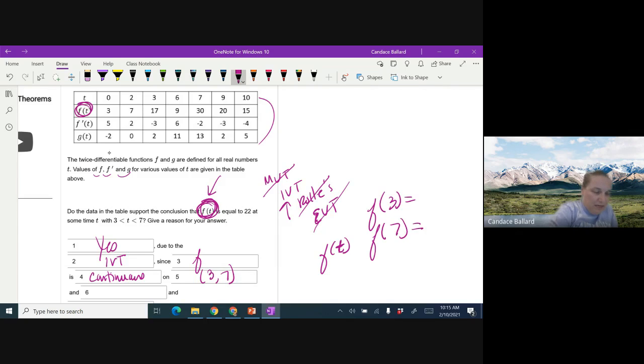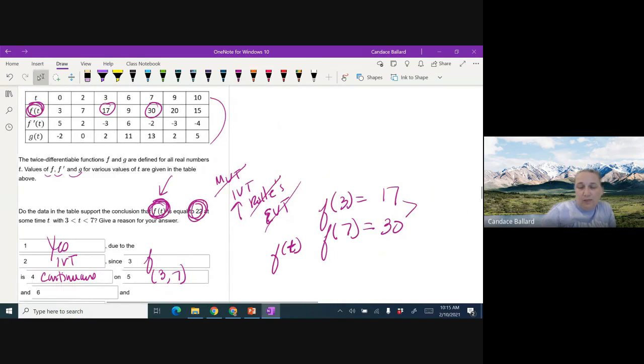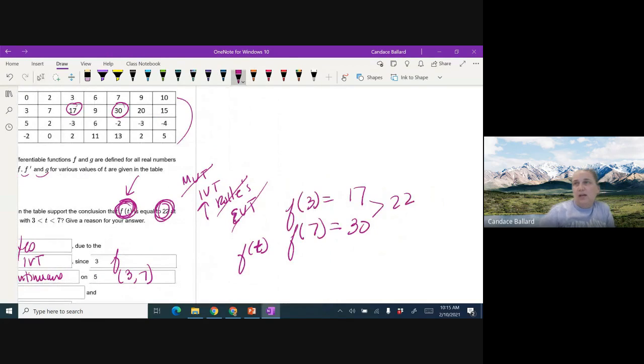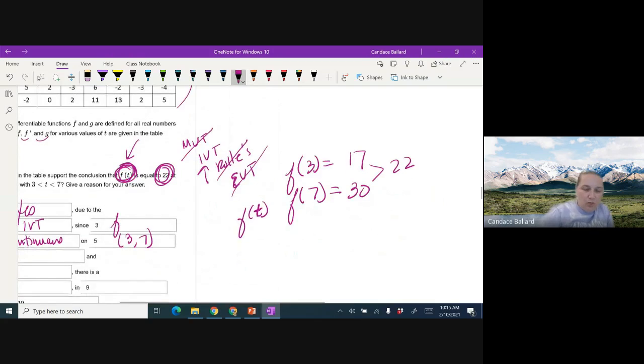So I'm going to go to my table and I'm going to find F of 3, which is 17, and F of 7, which is 30. And I need you to analyze that 22 is between there. I don't do much more than that, just showing, hey, it's between there. You could write this statement out: F of 3 equals 17 is less than 22 is less than F of 7 equals 30. That's probably the more mathematically correct way to write that.